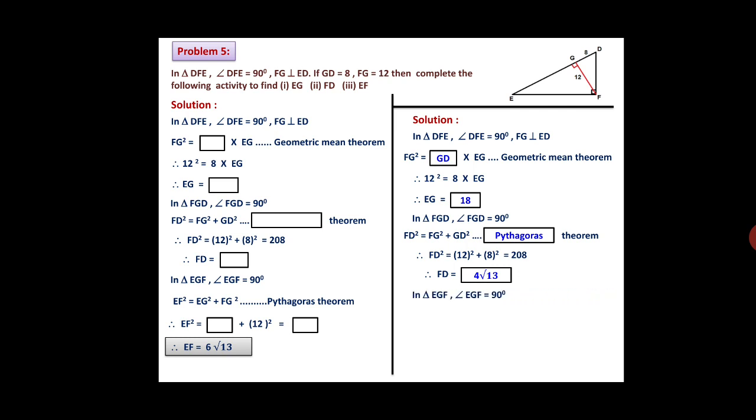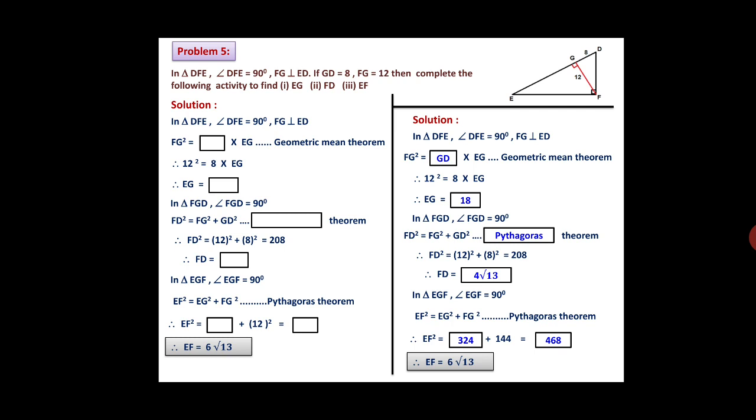Now in triangle EGF, angle G is 90 degrees, therefore by Pythagoras we can write EF square is equal to EG square plus FG square. Again we substitute the values. EF square is equal to EG, which we have calculated as 18, so 18 square is 324, plus FG square, 144. That gives 468. If you take the square root, EF is 6 root 13.